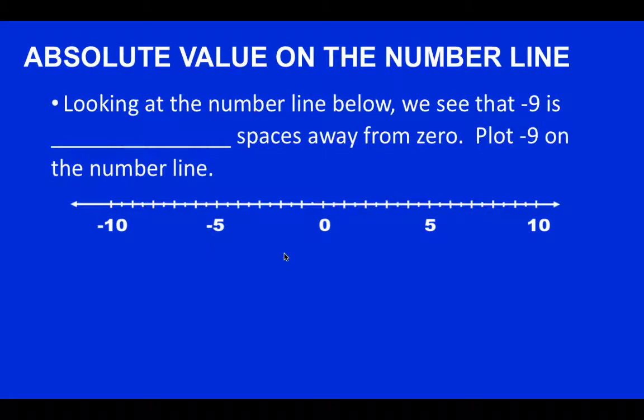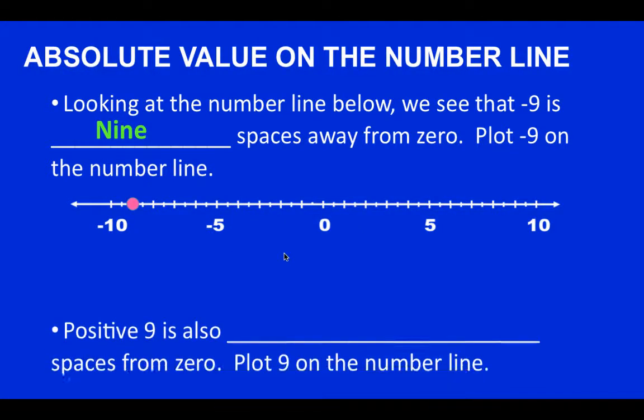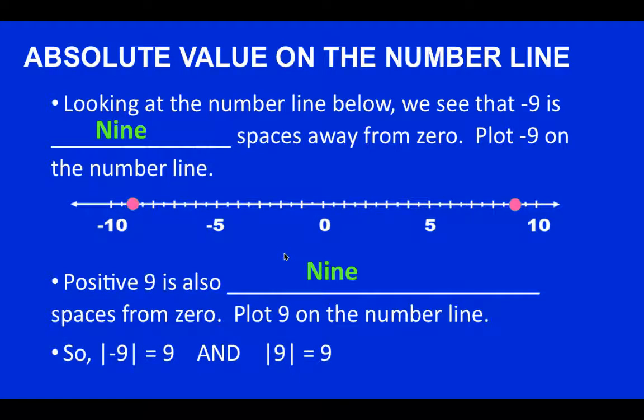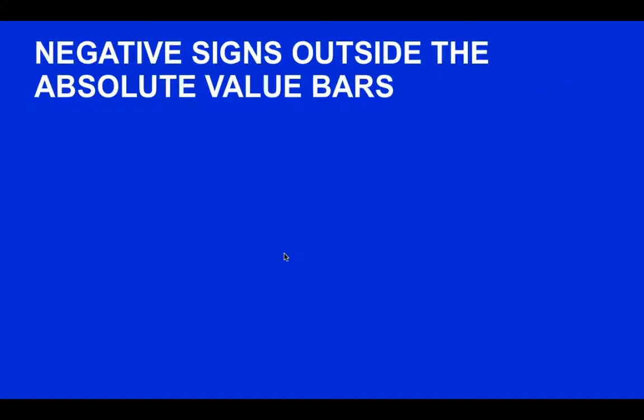Looking at the number line below, we see that -9 is 9 spaces away from 0. Plot -9 on the number line. +9 is also 9 spaces from 0. Plot 9 on the number line. So the absolute value of -9 is 9, and the absolute value of 9 is equal to 9.